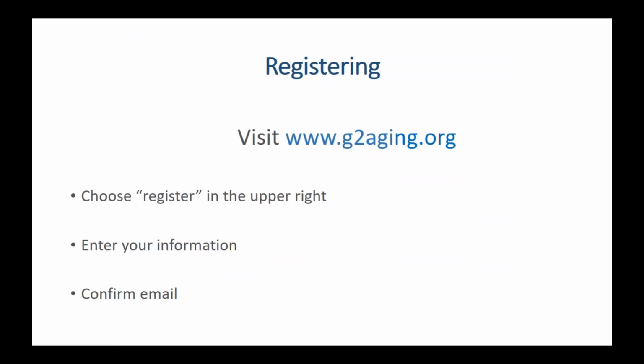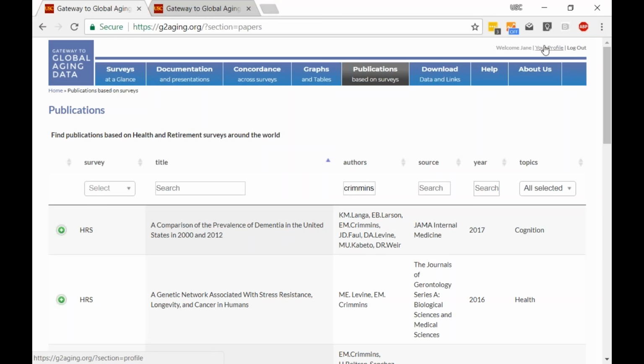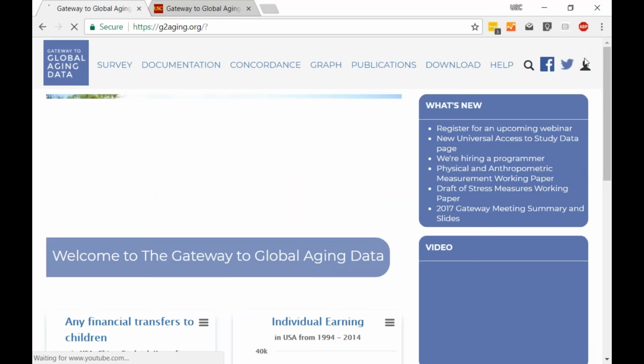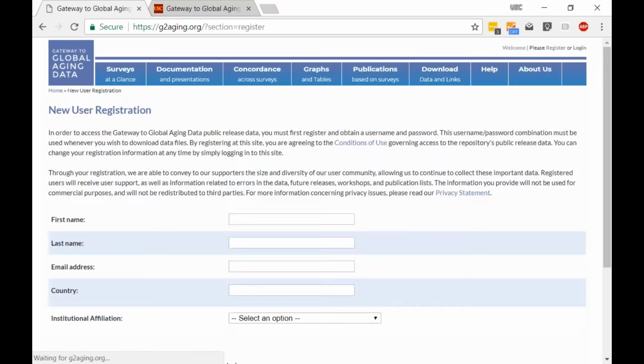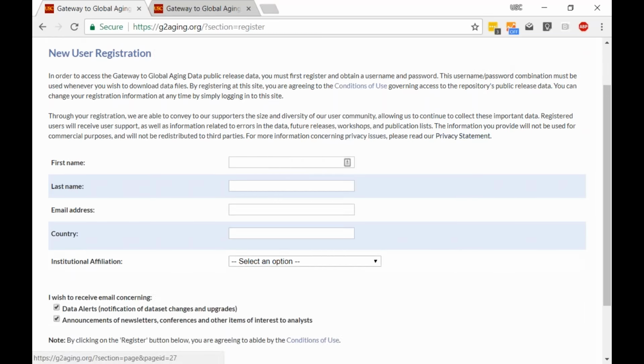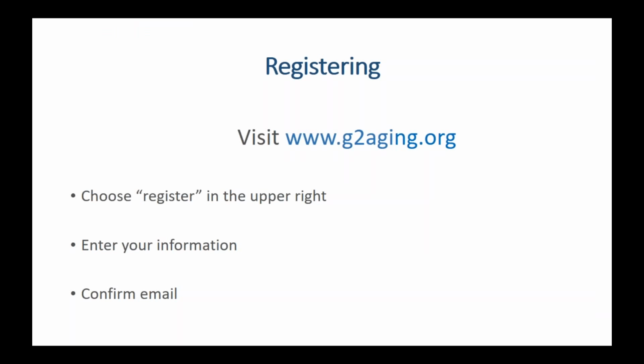So we do encourage you to register for many of the functions like downloading the documentation or accessing the harmonized data. You do have to register. Registration is really simple. You can choose register in the upper right corner of the website. Currently I'm logged in, but if I logged out, I would see here I could click register. And it's very simple. It's just your first name, your last name, your email address, your country, and your institutional affiliation. This lets us keep track of who's using the website so we can continue to prove that we're being a valuable resource to people.